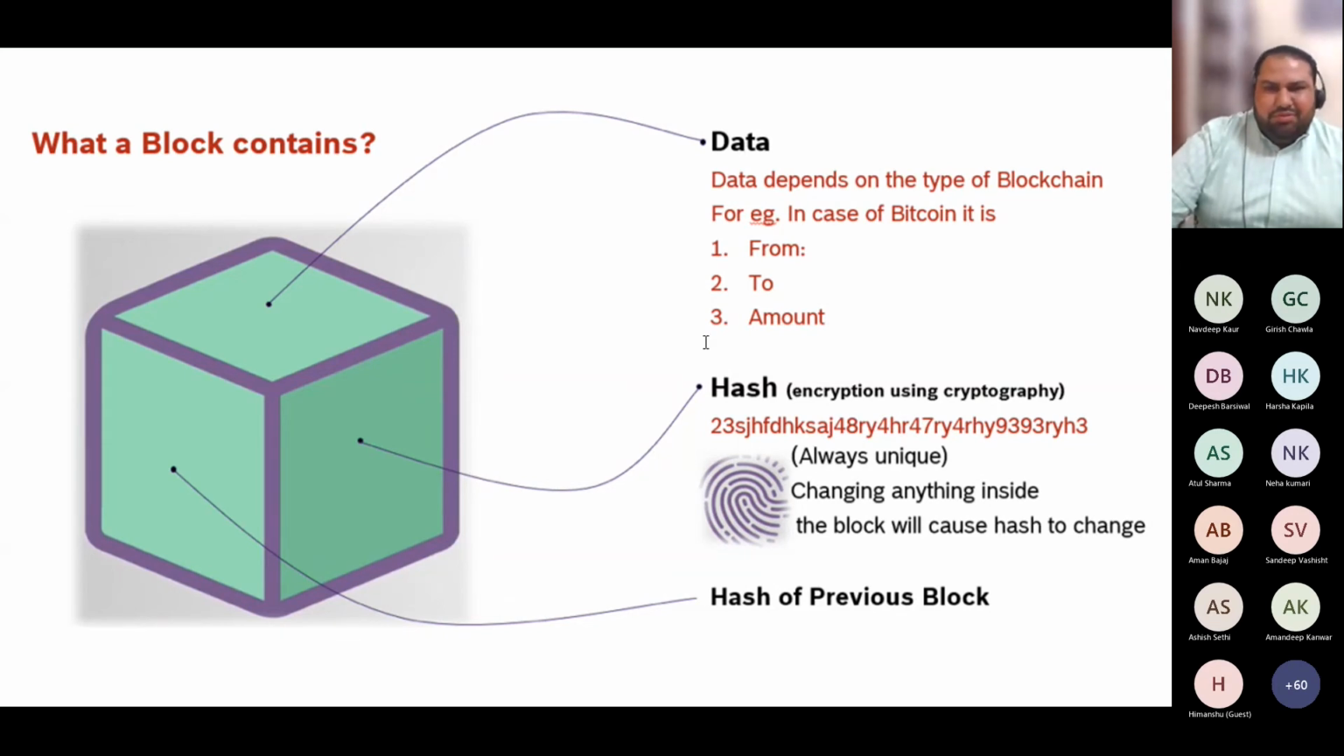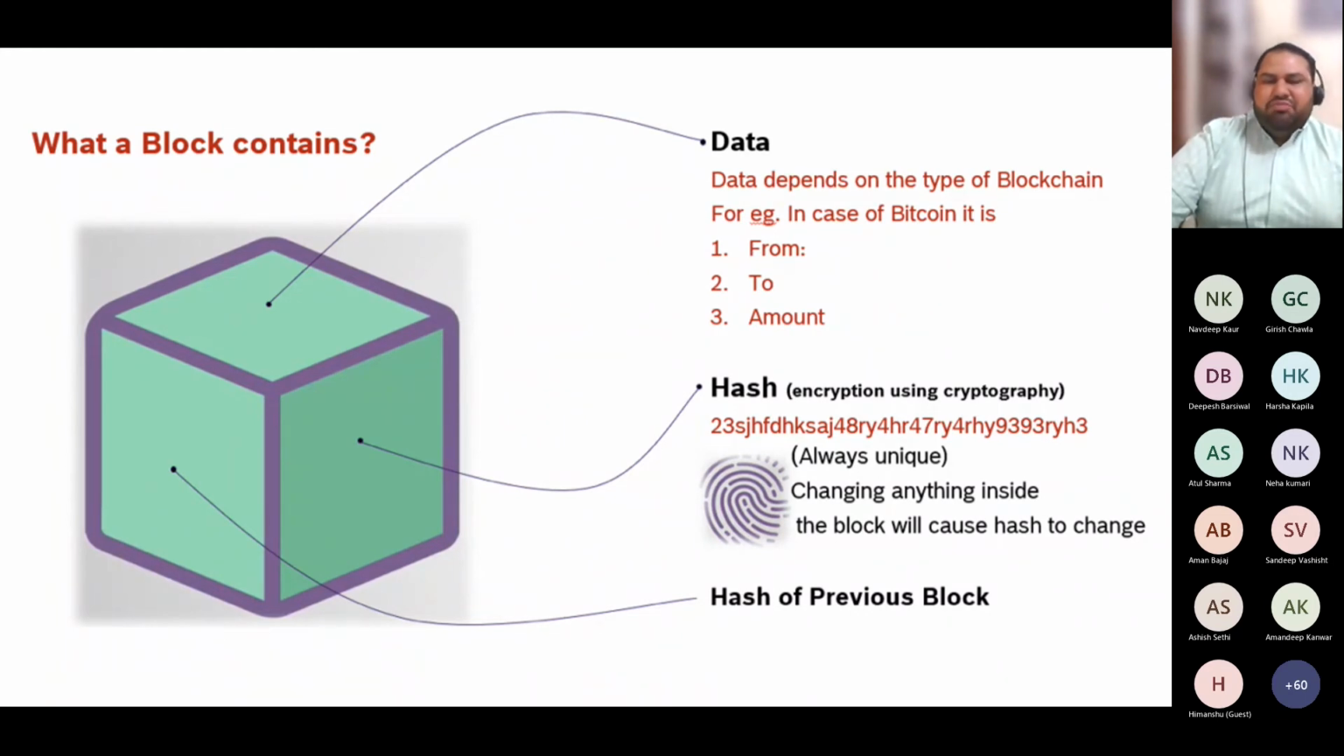So data is the most important part on which we are performing all our operations, transactions. Data is the main component of a block. Apart from data, we have other two components. One is hash and the other is previous hash. So the hash is the encryption, or you can say the signature, security.